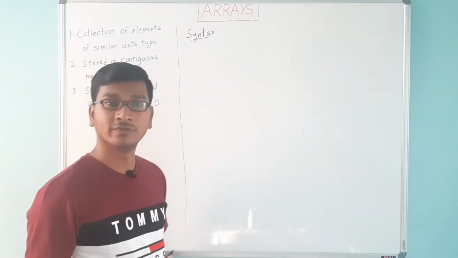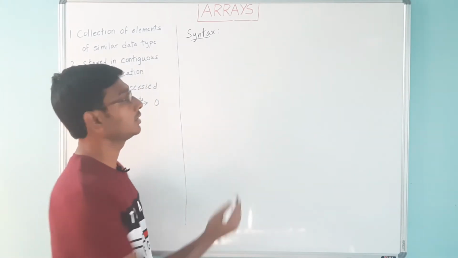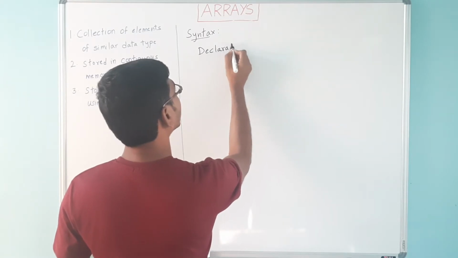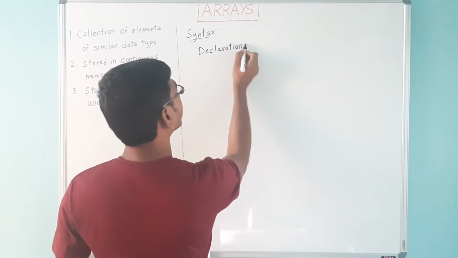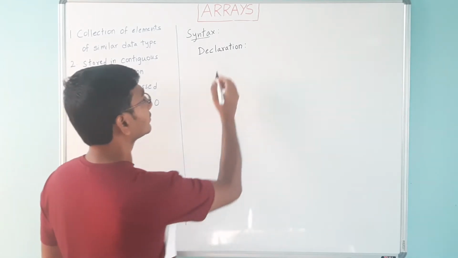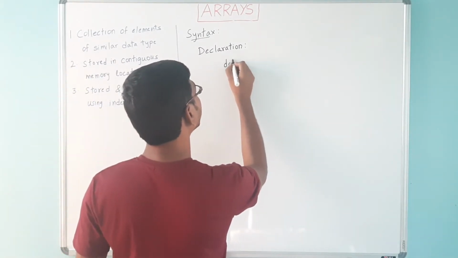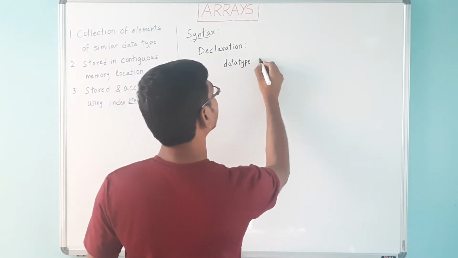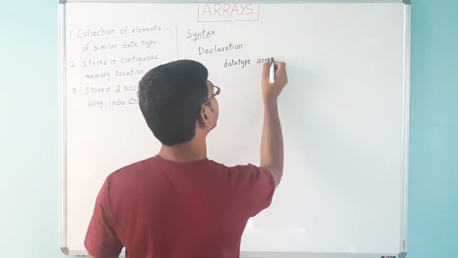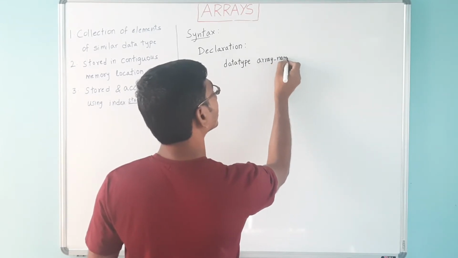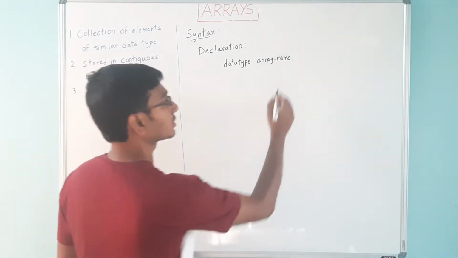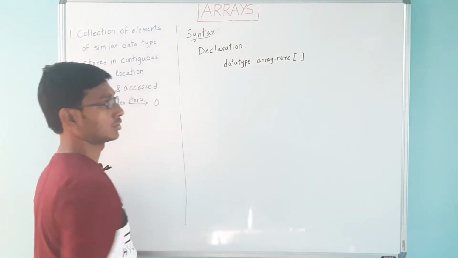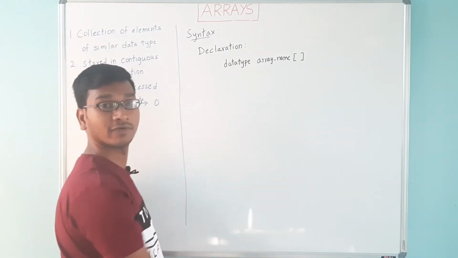Array syntax. So the first part is we need to declare an array, right? So the first part is the declaration part. How to declare an array? Let me write the syntax first. So we need to mention the data type of the array and then the array name, followed by square braces, one open square bracket followed by the close square bracket. This is the syntax of an array.